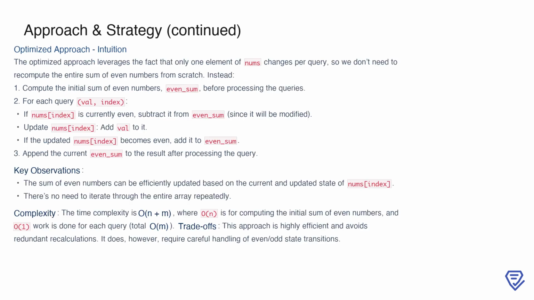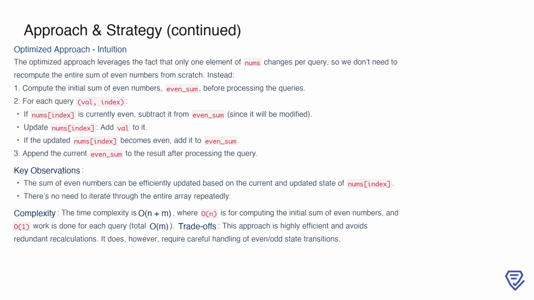Now, to address the inefficiencies of the brute force method, we can turn to an optimized approach. The key insight here is that only one element of the array changes with each query, so we don't need to recompute the sum of even numbers from scratch every time. Instead, we start by calculating the initial sum of all even numbers in the array, which we'll call even_sum.